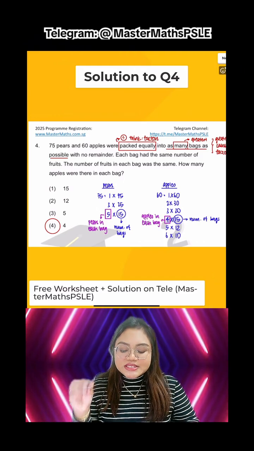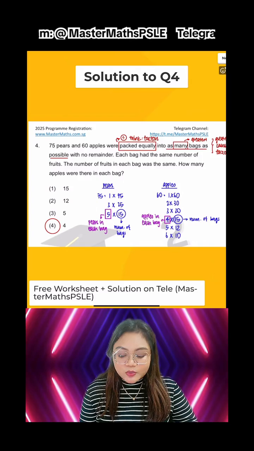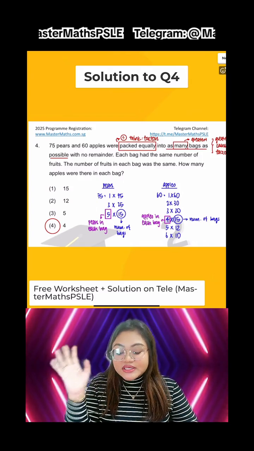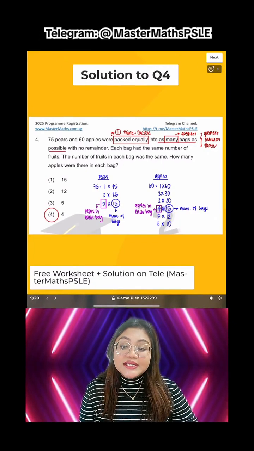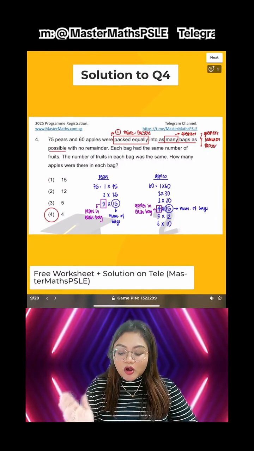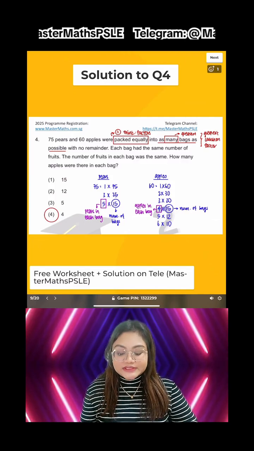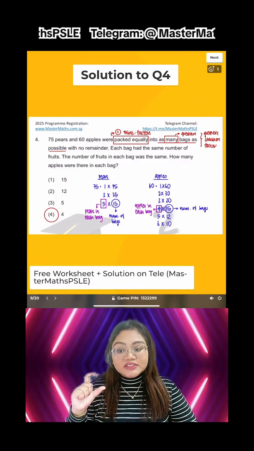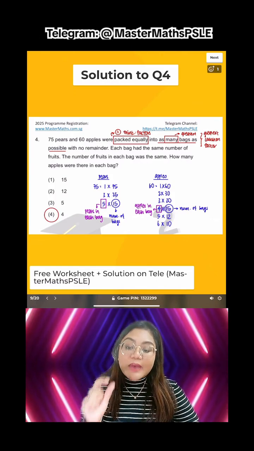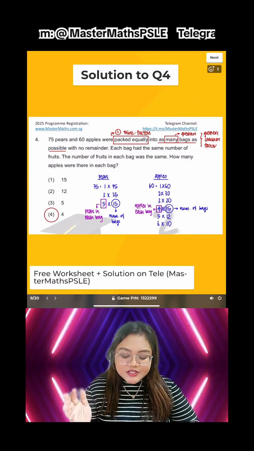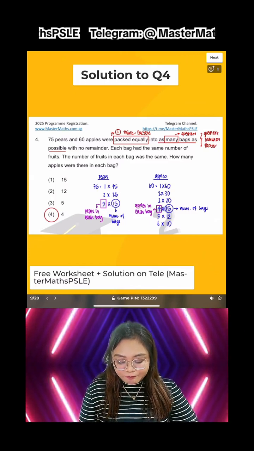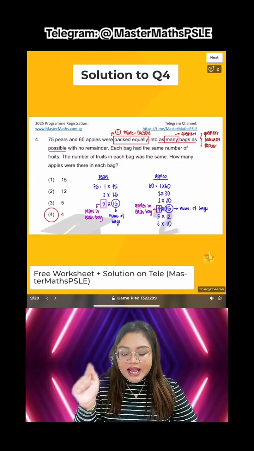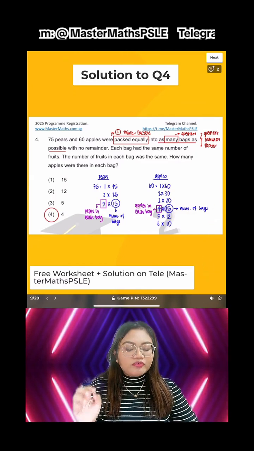And then when they say as many bags as possible, that means we are looking at a big number, the biggest number in fact. So these two phrases already tell us that we are looking for the greatest common factor. This greatest common factor will refer to the bags because we want many bags. So if you list down the factors of 75 and the factors of 60, then the highest common factor, 15, will refer to your number of bags.